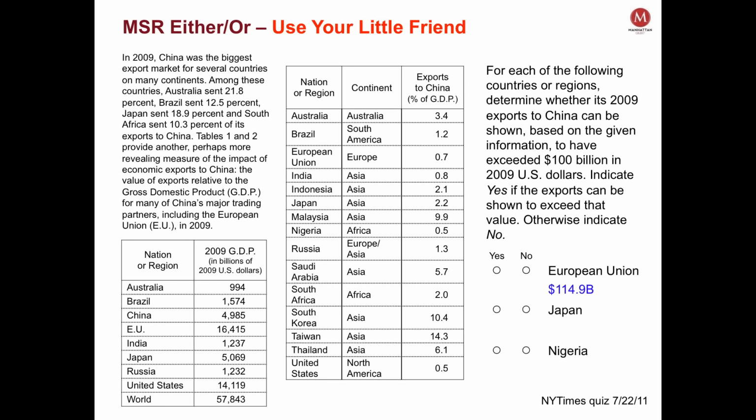Don't make this more mentally draining than it has to be. All right, I can just go and calculate for the European Union. I know I've got GDP 16,415, and I'm just a little calculator monkey. Then I need to take 0.7% and multiply it, so that's 0.007 goes into my calculator, or percent if I've got the percent key. Boom, I'm done.